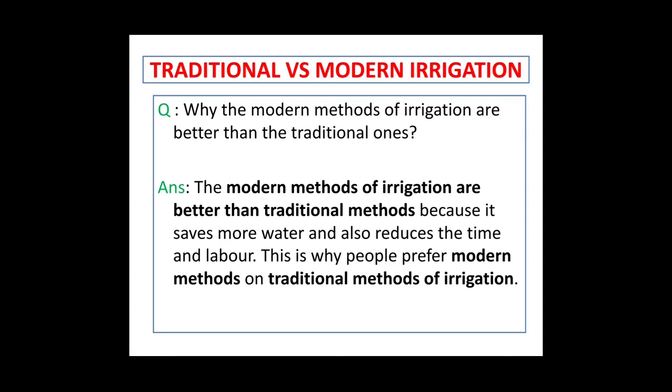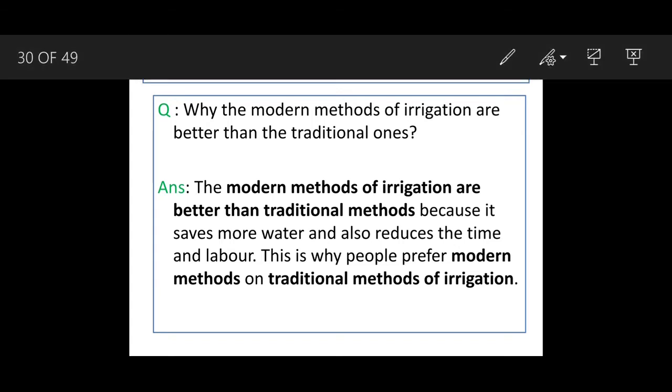So let's learn and see some questions. The first question here is, why are the modern methods of irrigation better than the traditional ones? See, this can be an important question. You should learn it. Now the answer is, the modern methods of irrigation are better than traditional methods because they save more water and also reduce time and labor. This is why people prefer modern methods over traditional methods of irrigation.